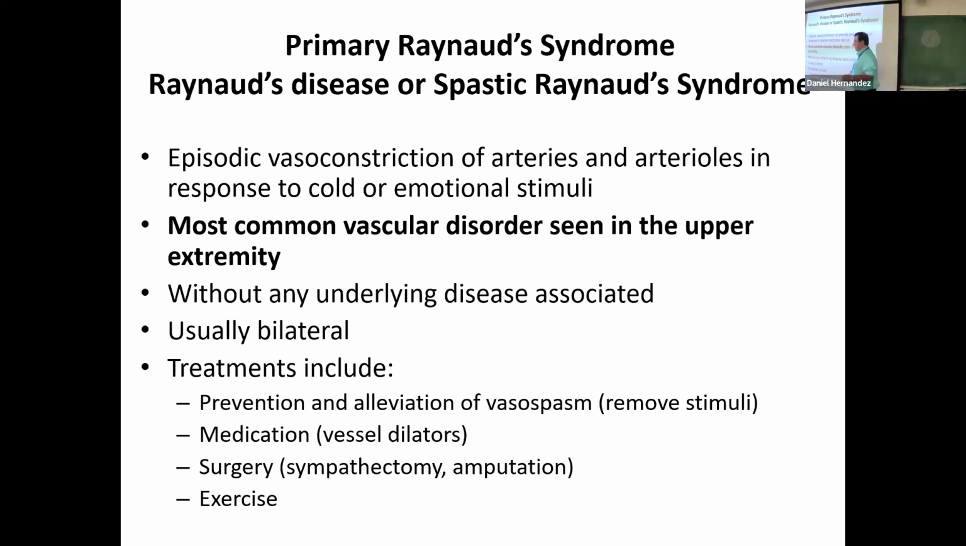Surgery, so a sympathectomy, nerve block to try and, again, prevent that sympathetic nervous response. And then exercise, again, being physically active also goes a long way to promoting good arterial health.